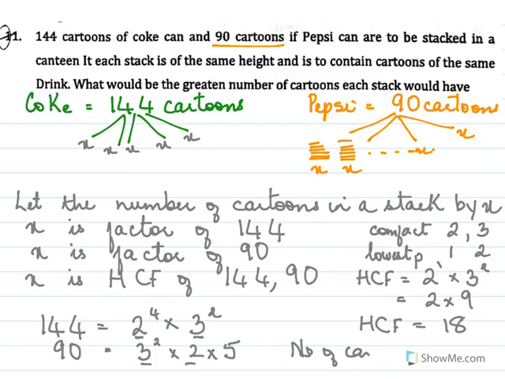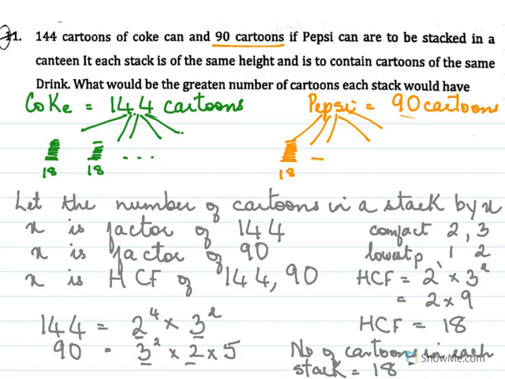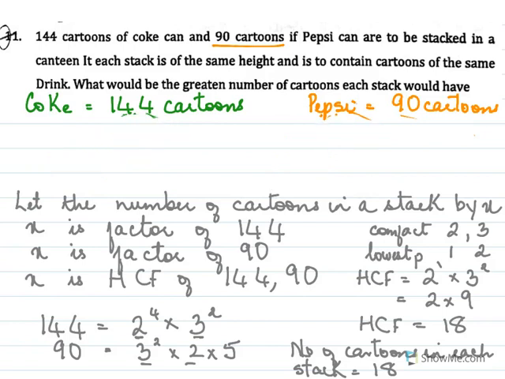That's the answer. Number of cartons in each stack equals 18. So these 144 will be put in many stacks. Each stack will have 18 cartons, and another stack will have 18 cartons, and so on. This Pepsi also has to be done in many stacks. Each stack will have 18 cartons.